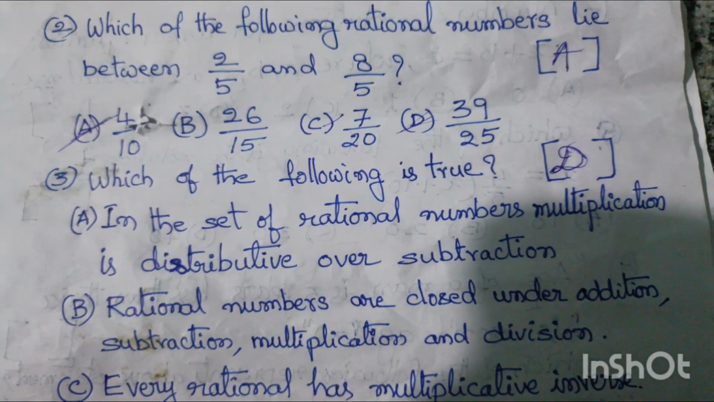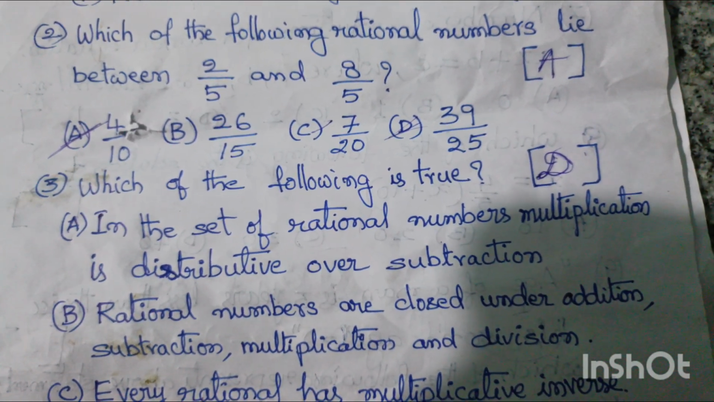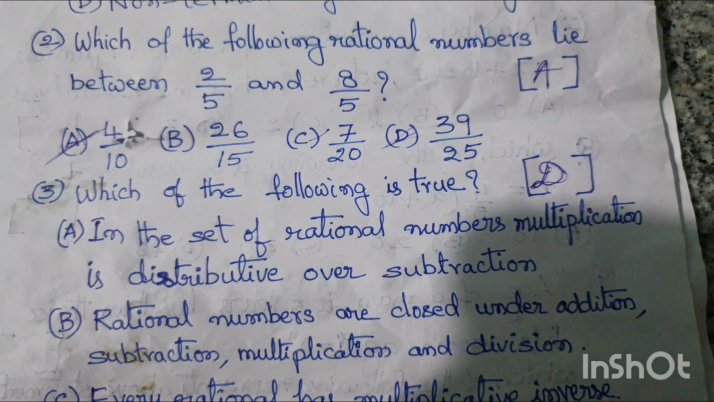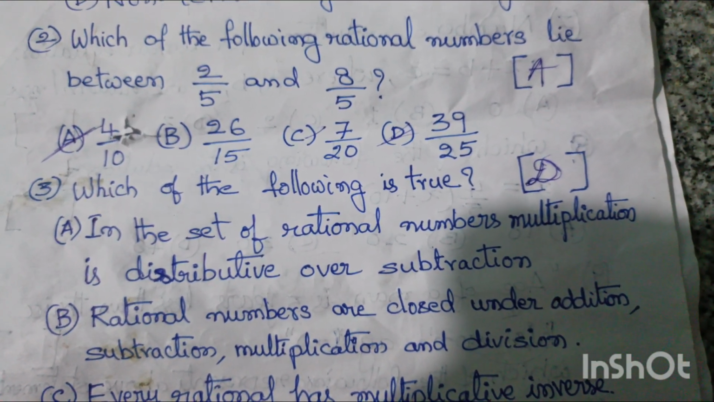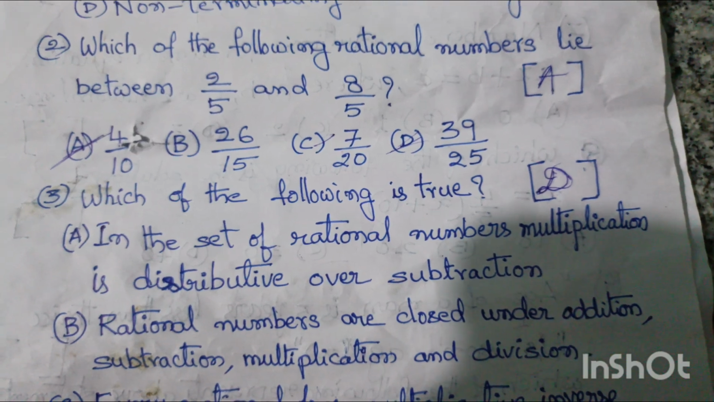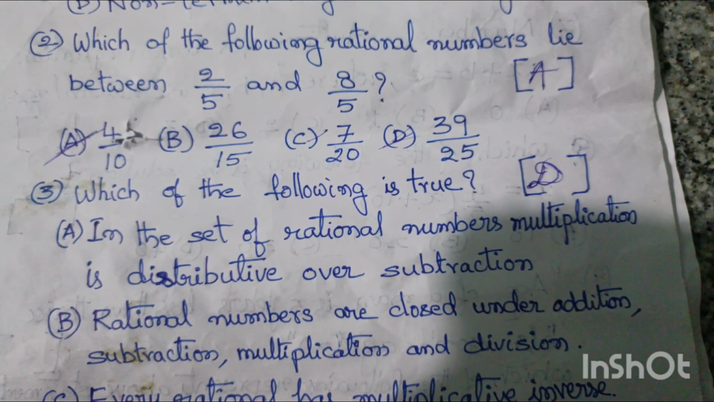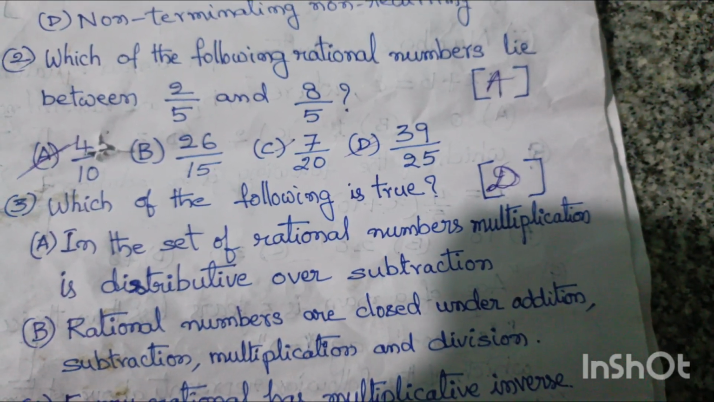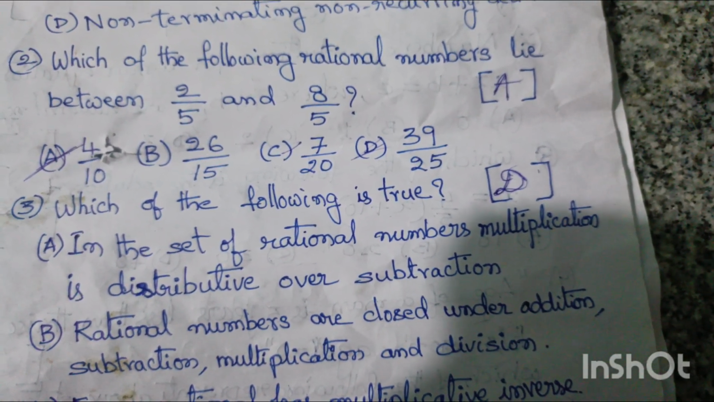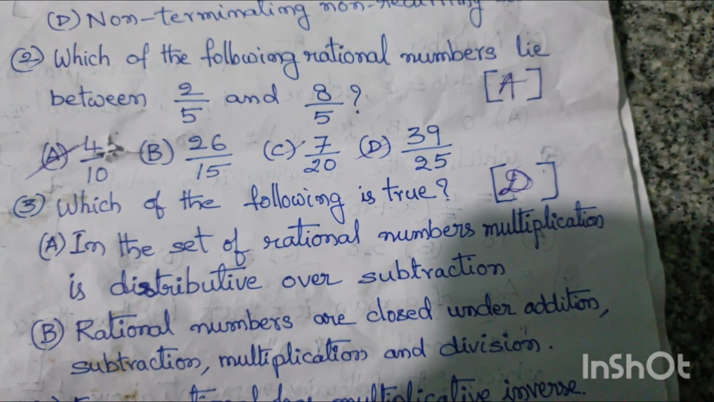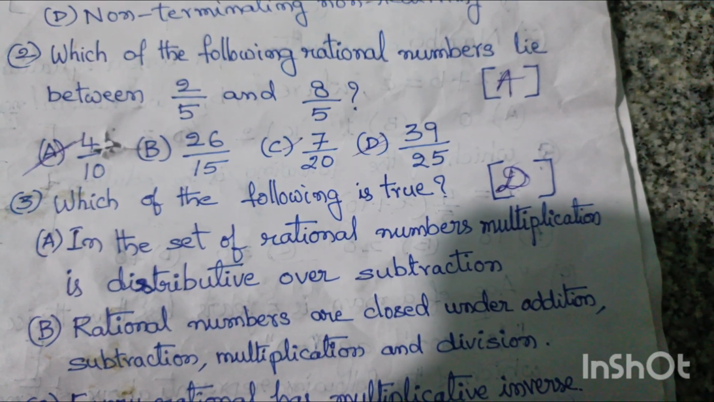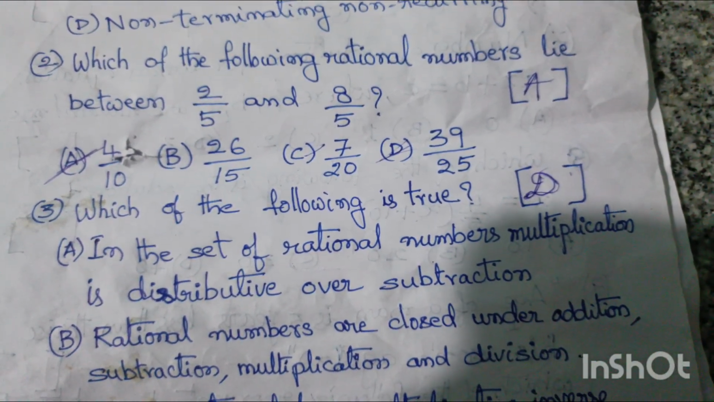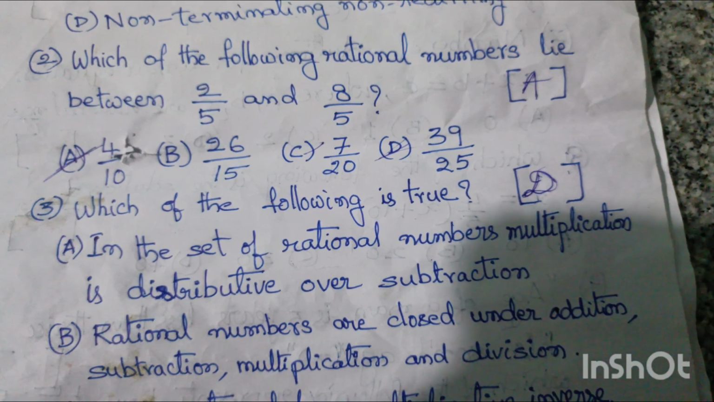Suppose you multiply both fractions with 3, both numerator and denominator, then 2 by 5 becomes 6 by 15, and 8 by 5 becomes 24 by 15. Hence 26 by 15 does not lie between 2 by 5 and 8 by 5. Now look at the other option, 7 by 20. Multiply both fractions by 4, numerator and denominator: 4 2s are 8 by 20, 4 8s are 32 by 20. That means 7 by 20 does not lie between both the rational numbers.